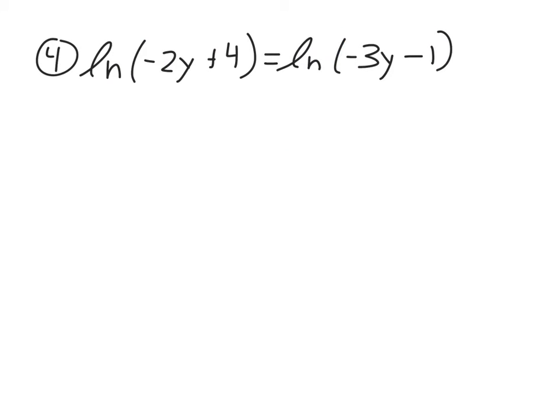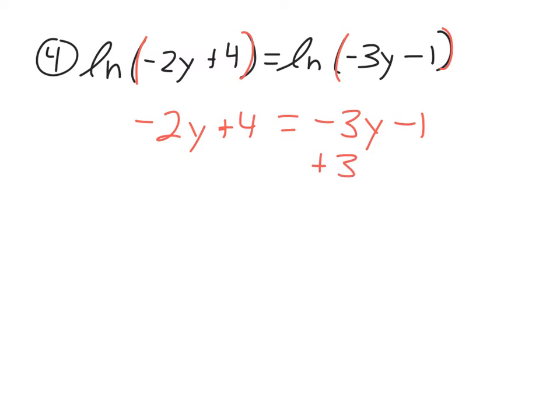In this example, we have a very similar situation, but this is natural log on both sides. And again, we have natural log of the entire side here is equal to natural log of the entire side over there. So these things inside must be equivalent. So negative 2y plus 4 must be equal to negative 3y minus 1. And the rest is algebra.